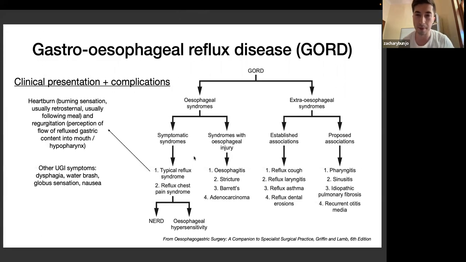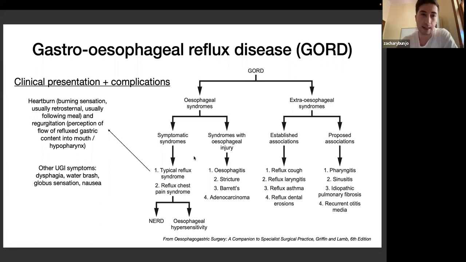So this is a bit of a busy slide, but I think it gives a pretty good overview of how you can break up in your mind the classic symptoms of GORD, as well as some of the complications and syndromes. It's pretty handy, especially if you're heading into an OSCE situation, to break things up as esophageal related and extra-esophageal related, because then that'll help you make sure that you tick off all the relevant questions.